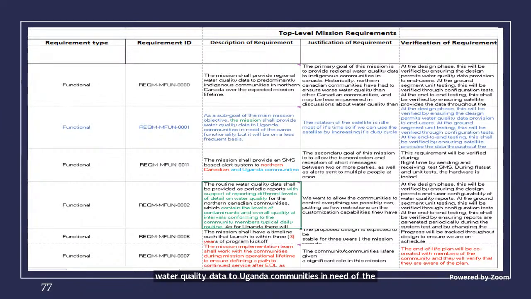The satellite is idle most of the time in its rotation, so if we can increase its duty cycle to cover more range, this would be good. The mission shall provide an SMS alert system to Northern Canadian and Uganda communities, which is also considered a secondary goal of this mission. The routine water quality data shall be provided as periodic reports, with support for reporting different levels of detail in water quality for the Northern Canadian communities, which contain the levels of contaminants and overall quality at intervals conforming to the community members' typical daily routine.